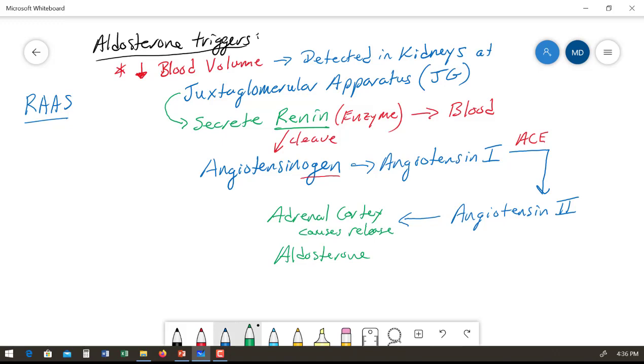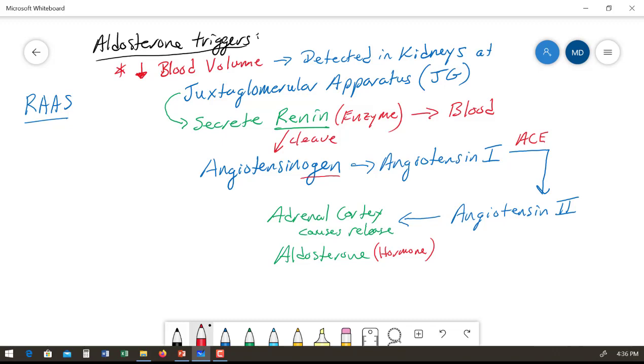Now, aldosterone is a hormone, and because it's a hormone, it's also going to use the blood as a transport system. So all of these enzymes and hormones are in the blood. The only ones that weren't are aldosterone and renin, but renin had to be secreted and aldosterone had to be secreted. Angiotensin was already in the blood, but it had to be cleaved.